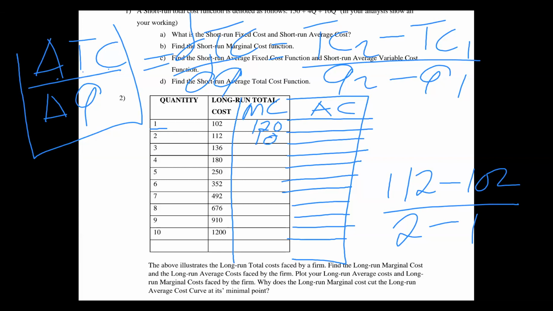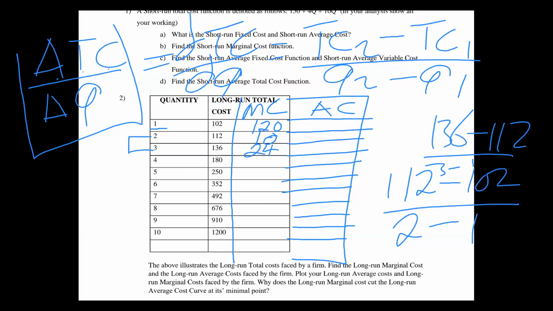Then you go to the third unit. Third unit, you say 136 minus 112, divided by 3 minus 2, the change in the level of output. 3 is output 2, then output 1 is the previous one here. So 136 minus 112 is 24, and 24 divided by 3 minus 2 is 24.